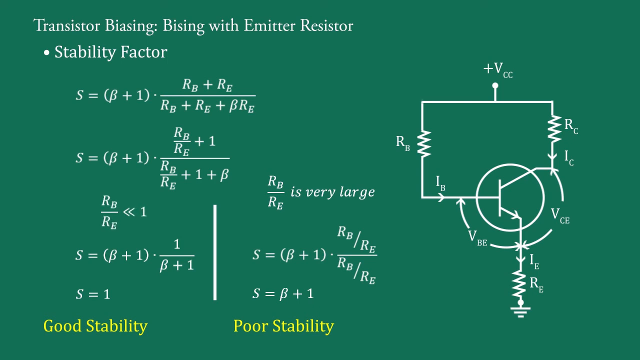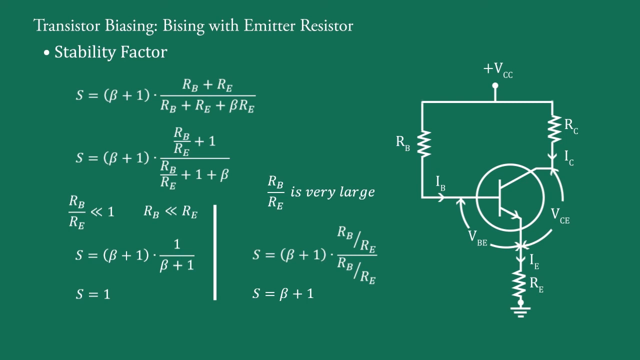RB upon RE is very much less than 1, that is RB very much less than RE. It means RE is very much greater than RB. A high value of RE will produce a large DC voltage drop across it. Thus, a high DC source VCC will be required. And if RB is low, a separate low supply may be required in the base circuit. Both these conditions cannot be used in practice.